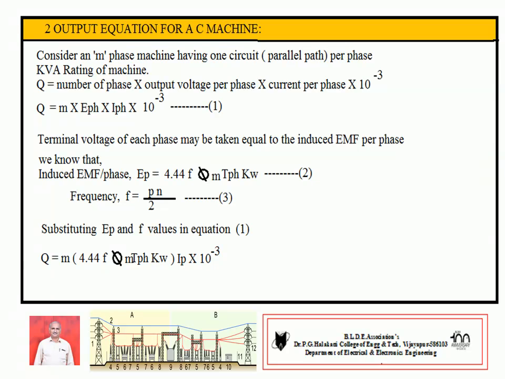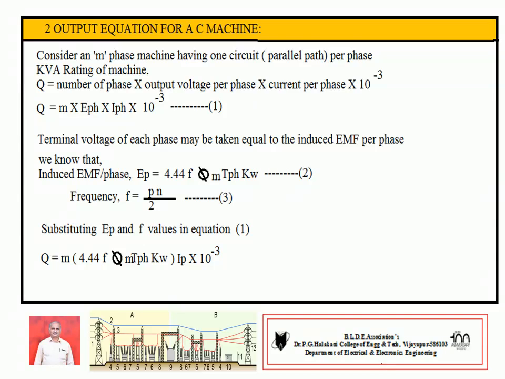For derivation of the output equation, consider an M phase machine, where M is the number of phases. It may be 3 phase, single phase, or 6 phase. In general, consider an M phase machine having one parallel path, that is one circuit per phase, referred to as one parallel path. Consider Q to be the kVA rating of the machine.